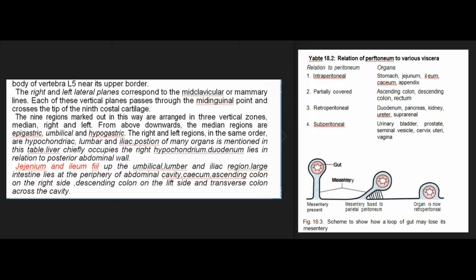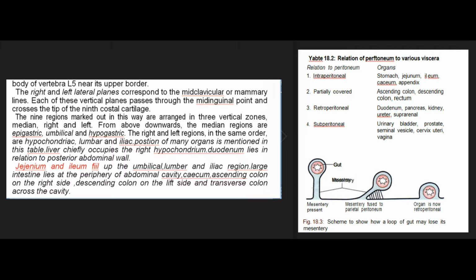Each of these vertical planes passes through the midinguinal point and crosses the tip of the 9th costal cartilage. The 9 regions marked out in this way are arranged in 3 vertical zones, median, right and left. From above downwards, the median regions are epigastric, umbilical, and hypogastric. The right and left regions, in the same order, are hypochondriac, lumbar and iliac.